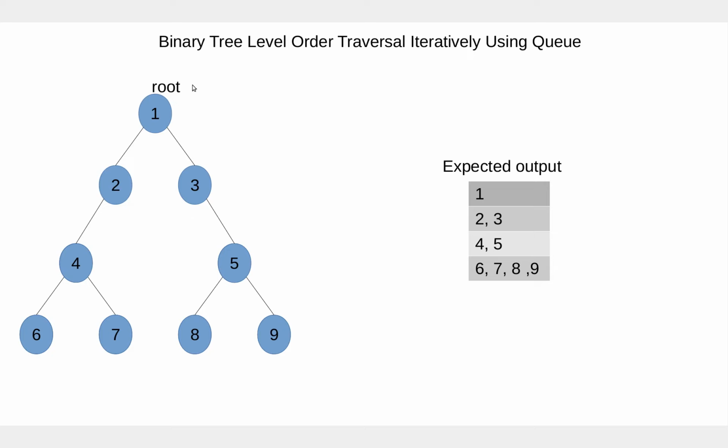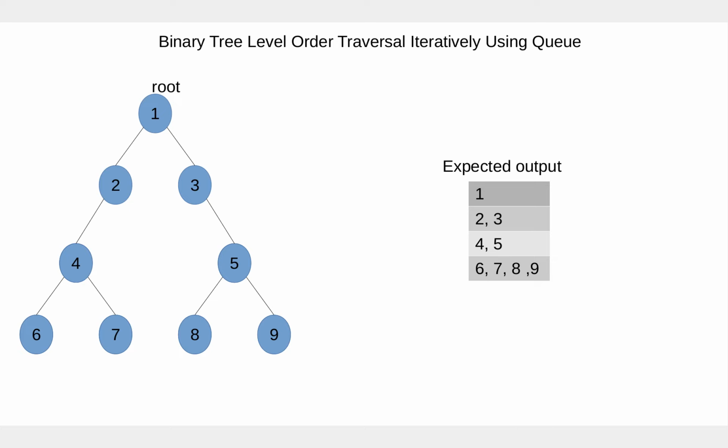We can say the root is at level 0. We have only one node and the output is 1. In level 1 we have nodes 2 and 3, so we have printed 2 and 3. In level 2 we have nodes 4 and 5, so we have 4 and 5 in the output. And in the last level, level 3, we have nodes 6, 7, 8 and 9.